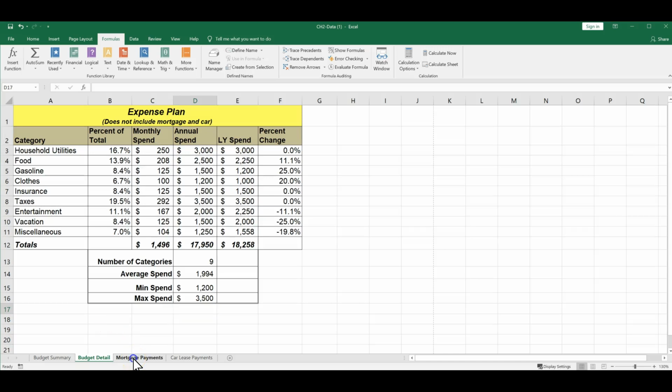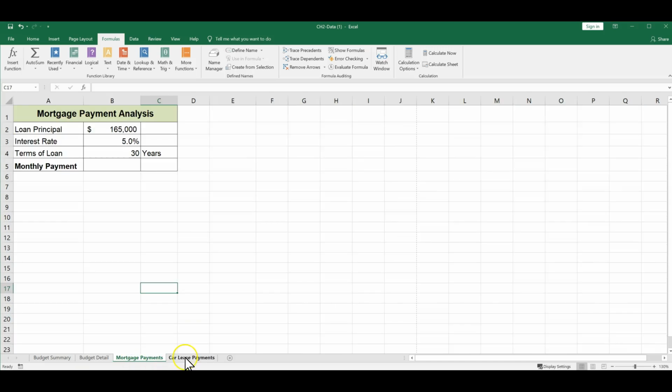So let's move on to the mortgage payments. The car lease payments and mortgage payment spreadsheets are going to work essentially the same way. So I'm just going to show you on the mortgage payments how that works. And I'll leave the car lease payments one up to you. Give it a try.